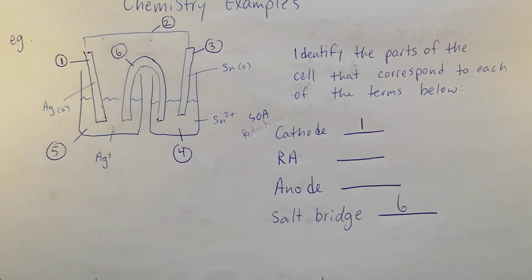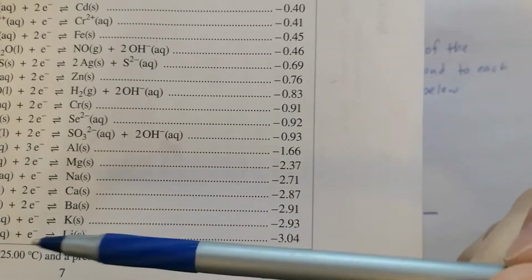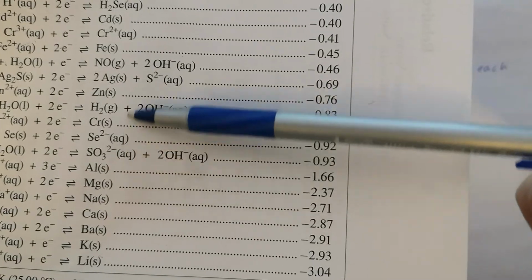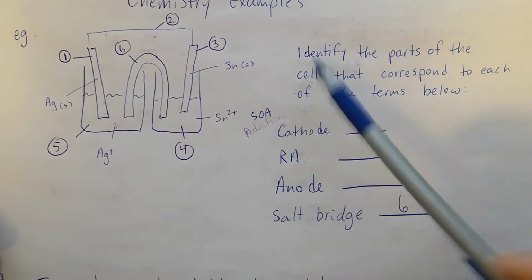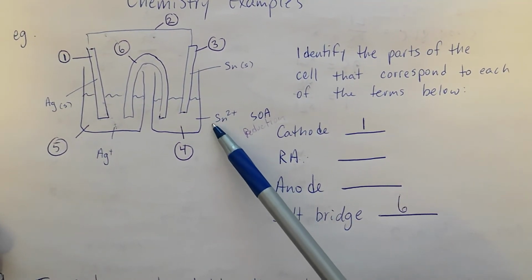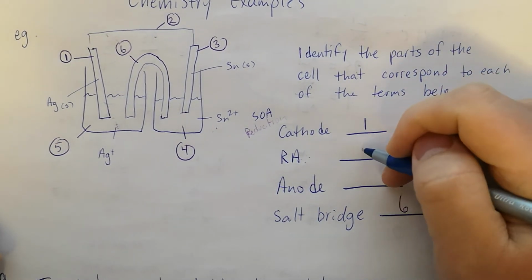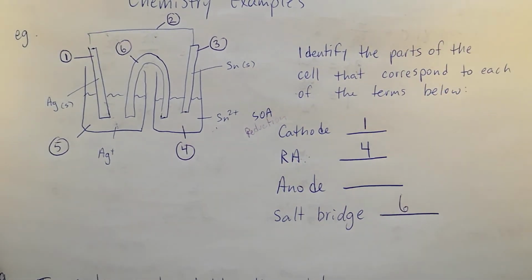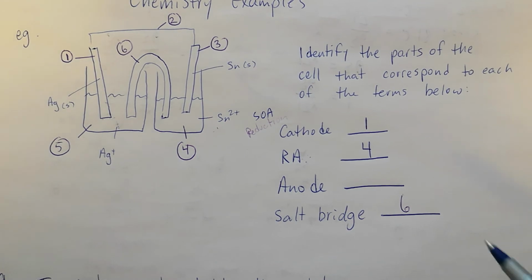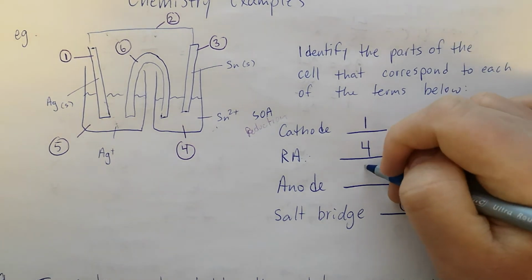The RA, well, we know how to find that. We're just looking for what we have that's on the bottom right here. I would expect it's going to be tin 2 ions. It's asking for the RA. That is the tin 2 ions. So that's number 4. They react at the anode, which is the solid conductor. That's going to be number 3.